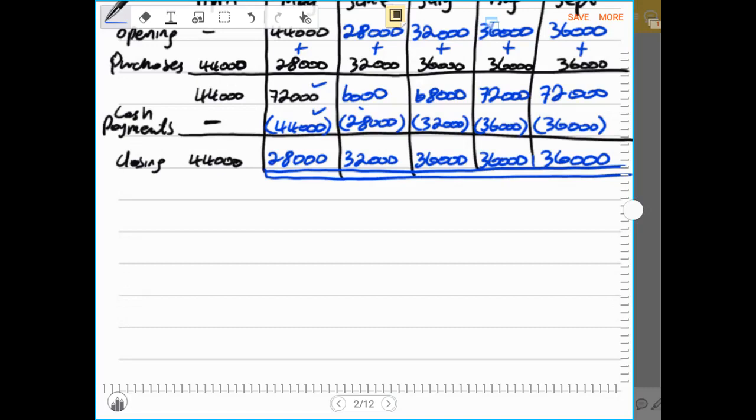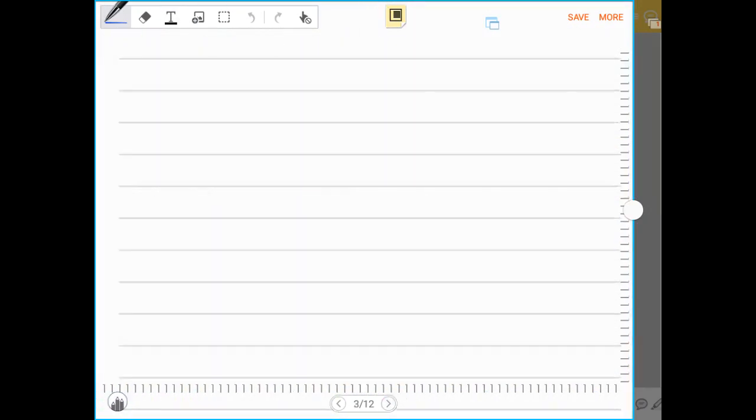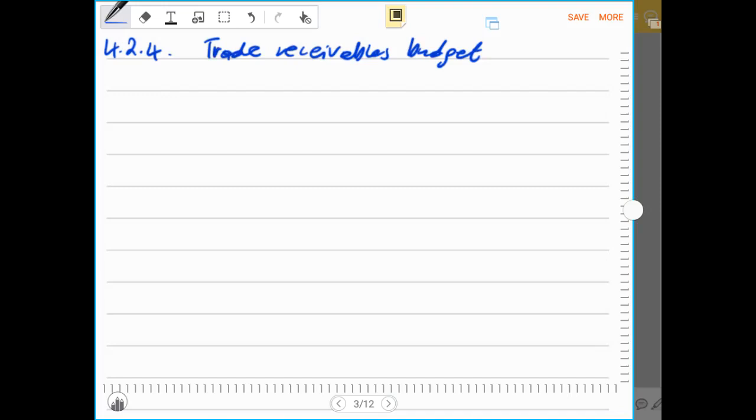So now we are doing the trade receivables budget. 4.2.4 trade receivables budget. In the trade receivables budget, we still do it for 6 months, starting in the month of April.